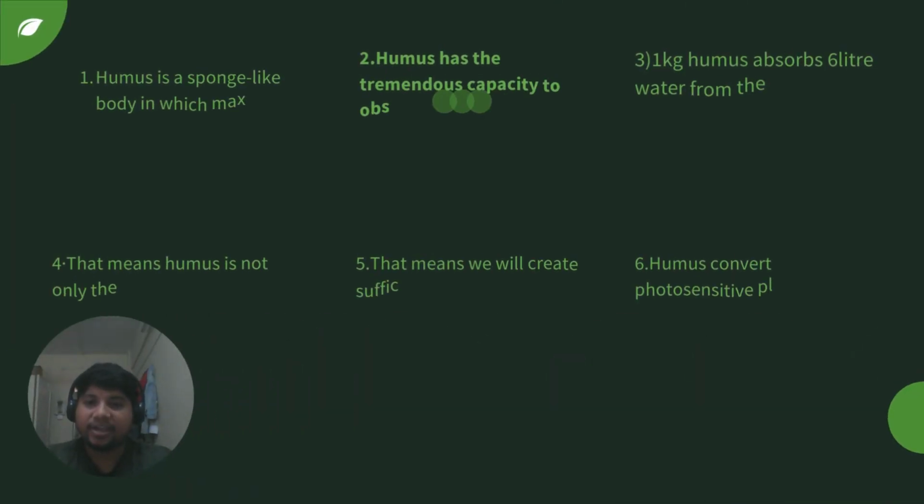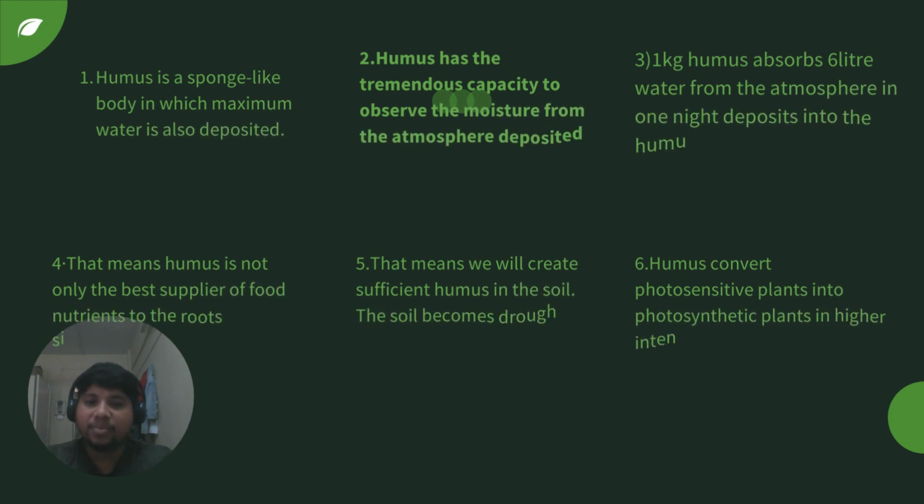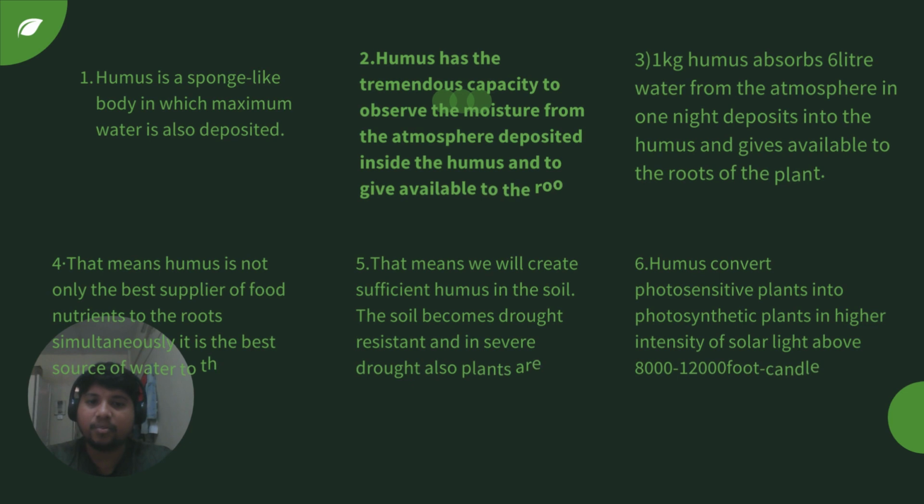Humus is a sponge-like body in which maximum water is also deposited. Humus has the tremendous capacity to absorb moisture from the atmosphere, deposit it inside the humus, and make it available to the roots of the plants. 1 kg of humus absorbs 6 liters of water from the atmosphere in one night, deposits it into the humus and makes it available to the roots of the plant. That means humus is not only the best supplier of food nutrients to the roots, simultaneously it is the best source of water to the roots also. That means if we create sufficient humus in the soil, the soil becomes drought resistant, and even in severe drought, plants are not dried, fruit trees are not dried.